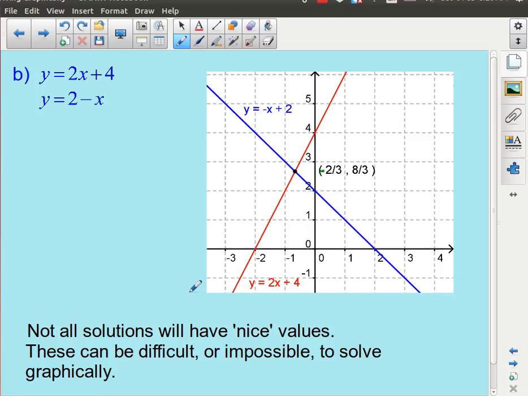Sometimes it can be difficult. You can make a guess and you might get it right, or it can just be so impractical you're not going to be able to solve it graphically. So that's definitely a limitation of graphical solutions. They're easy most of the time, but they don't always get us what we're looking for.